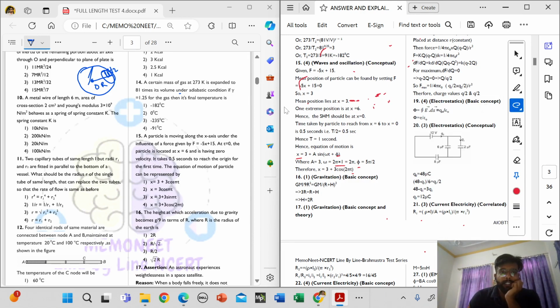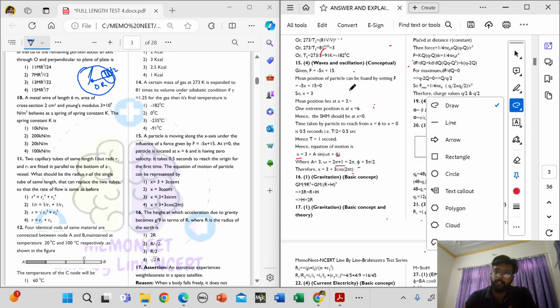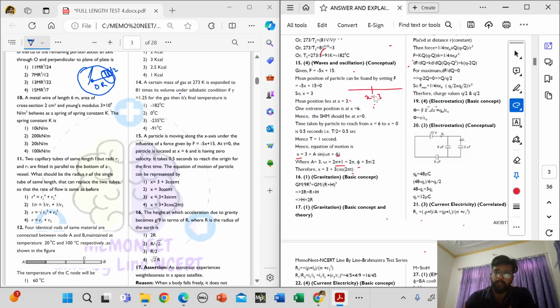A particle is moving along the x direction under the influence of a force F equal to minus 5x plus 15. At time t equal to 0, it is located at x equal to 6, having zero velocity. It takes 0.5 seconds to reach the origin for the first time. Find the equation of motion. We have the force, minus 5x plus 15. So we can find the mean position of the particle by equating it to 0. So we get the mean position of the particle, x equal to 3.